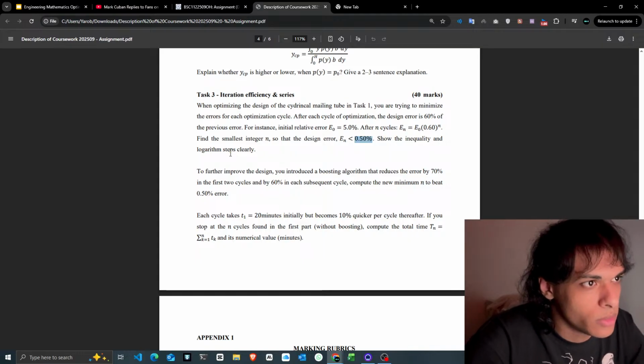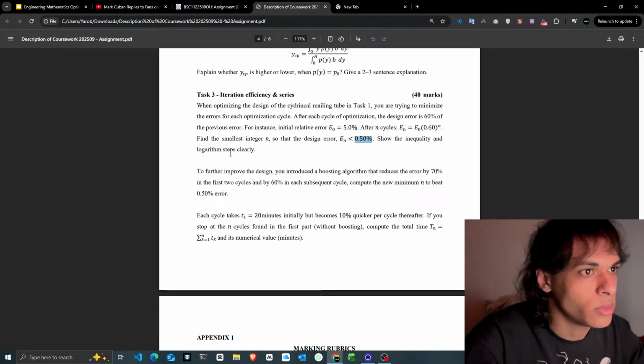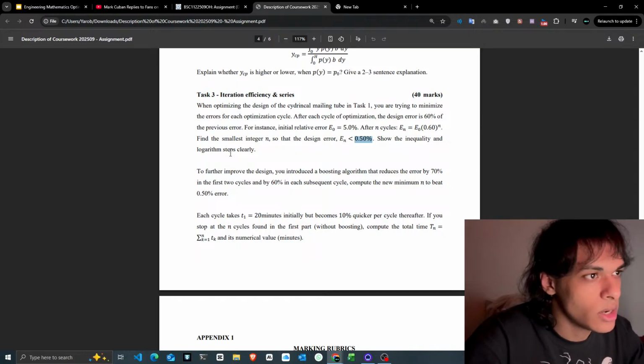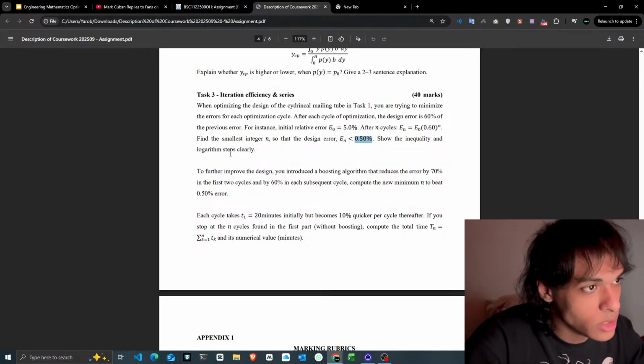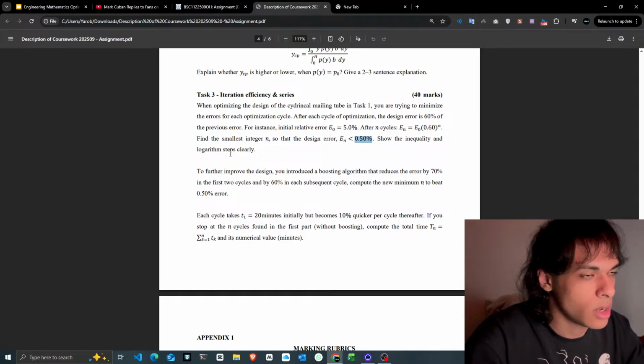So after each cycle of optimization, you're trying to minimize the error for each optimization cycle. After each cycle of optimization, the design error is 60% of the previous error. For instance, the initial relative error is like E naught. So the initial error is 5%.